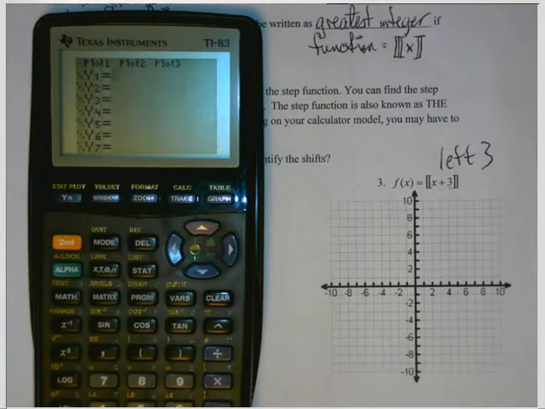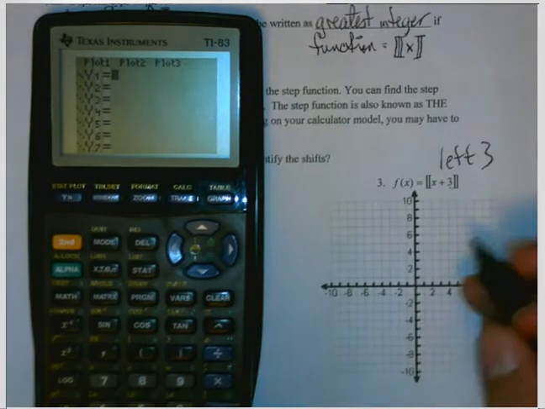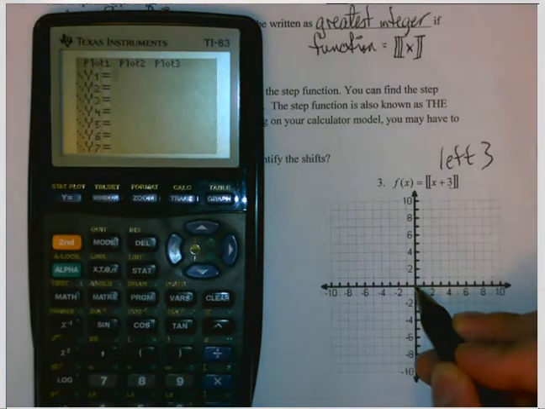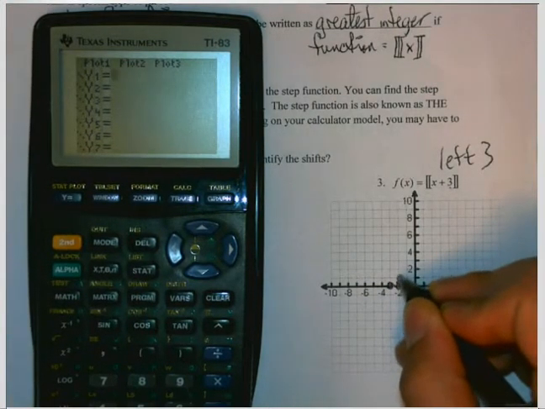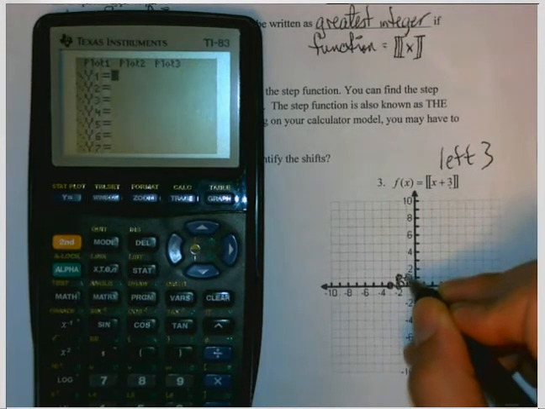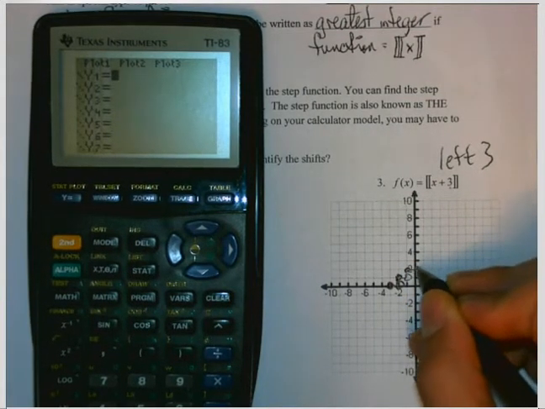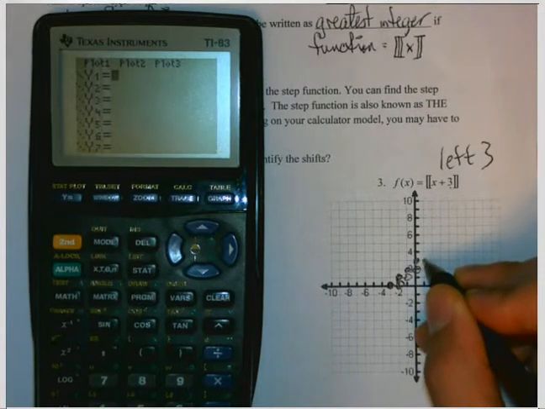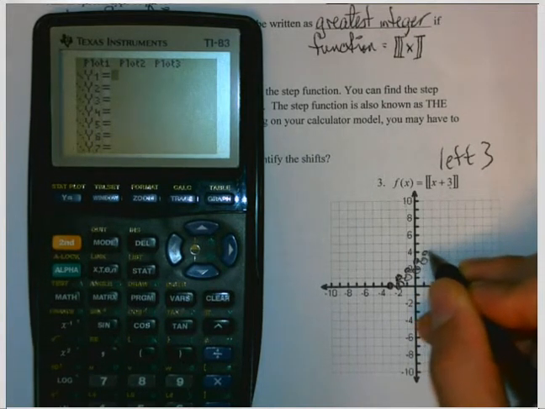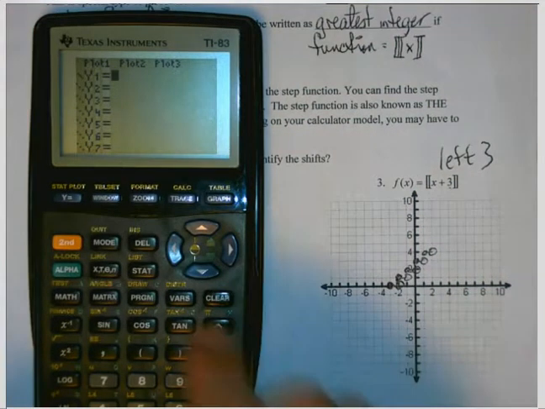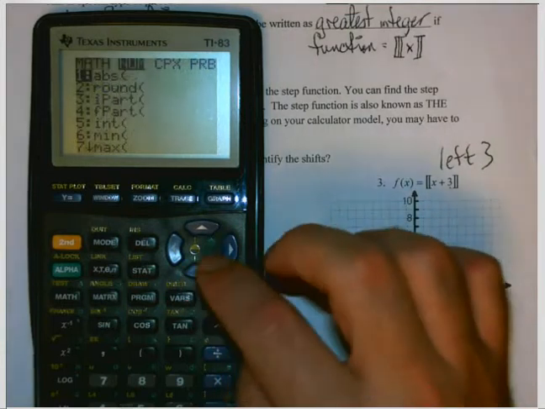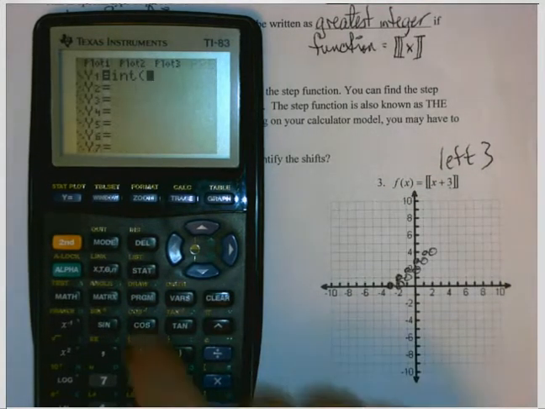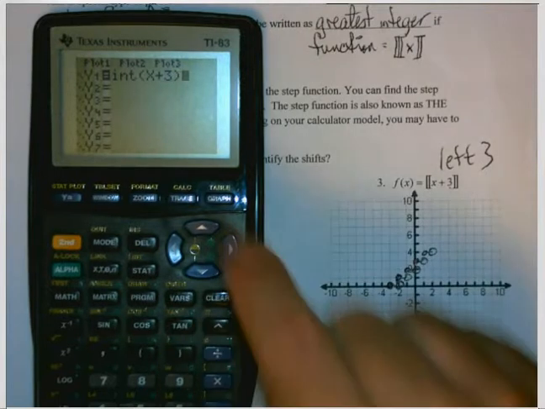Now, if you're comfortable enough at that point, we probably don't even have to type it in the calculator, because if the classic one without a shift starts at 0 with its first closed point, this one's going to start at negative 3. Go over 1, open circle. And then you go above it, closed, open, closed, open, closed, open, closed, open. But let's look at it just to see if that worked. So when you get here, go again, math, over to num. We want x plus 3. Graph it.